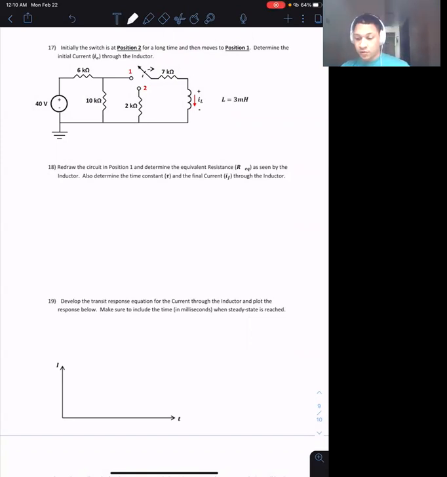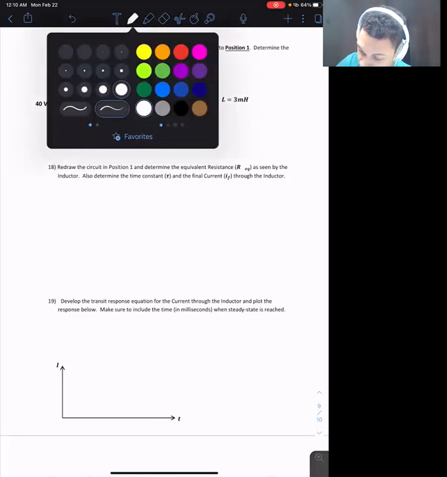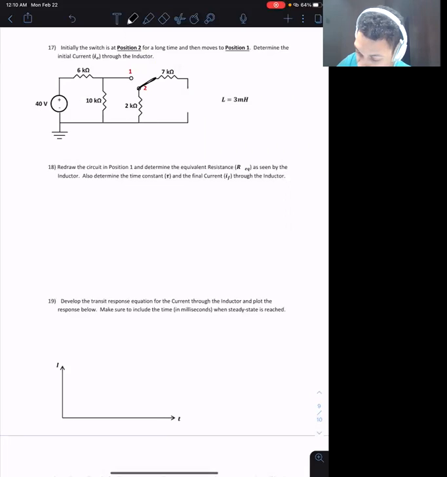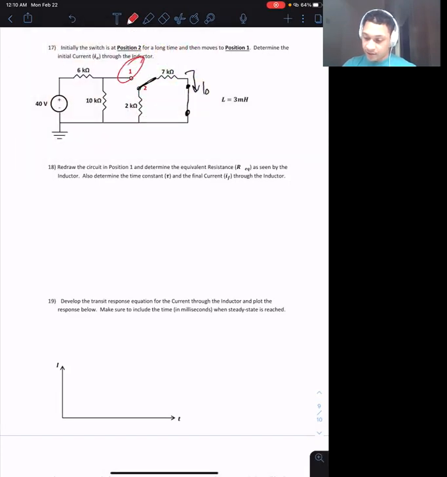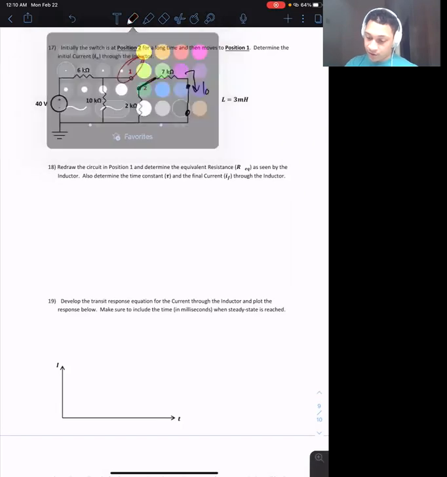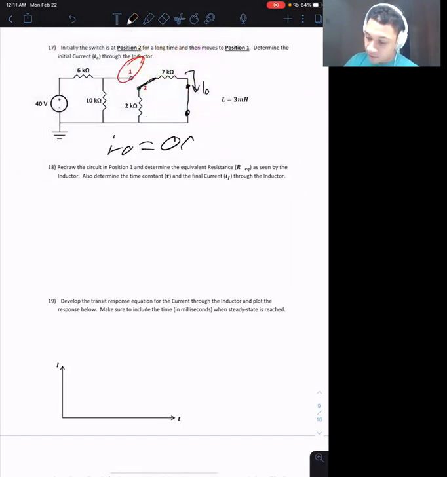Initially, the switch is in position 2 for a long time. So we're just going to redraw this circuit to look like that. So the inductor is in steady state because it's a long time, and switch is in position 2. So let's redraw that. We'll have our switch here, and then the inductor acts as a wire like that. And here is IO. So if this was sitting for a long time, it has no connection to the battery. If you look at this red part right here, you see that it's not connected to the battery. So the initial current can't be anything but 0.